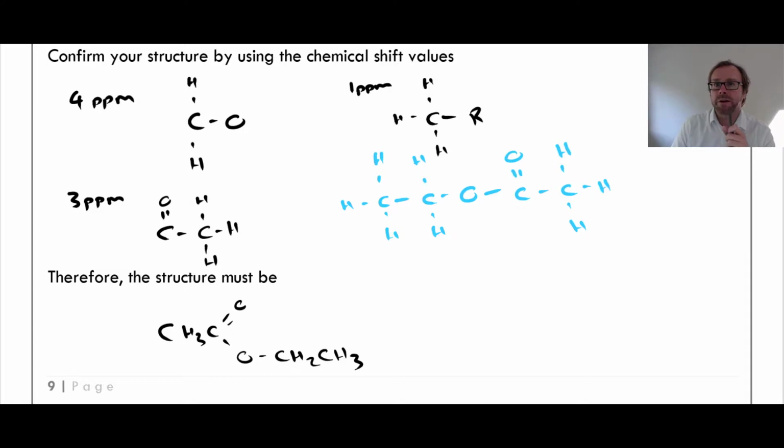So I will go away and do some practice on these determining organic structures using high resolution NMR. We do have one last bit to do, okay, so we're going to go through that. It's not quite as complicated as this stuff, you'll be glad to hear.